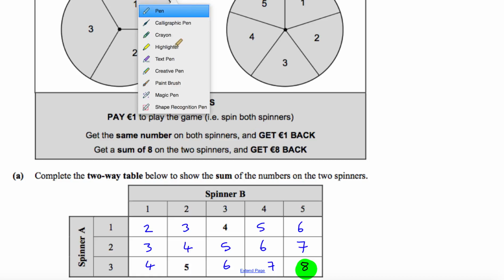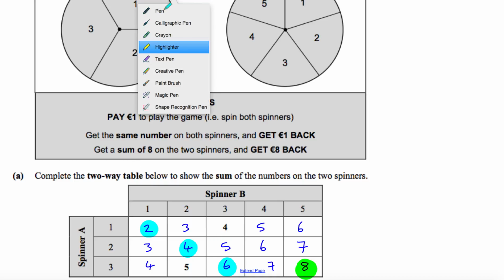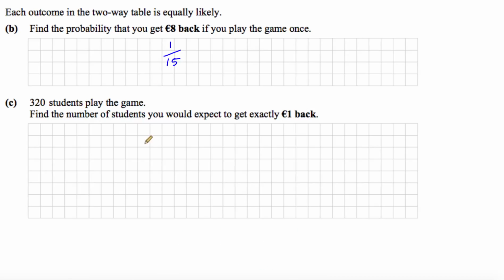So I'm going to highlight this in a different color. So the same number on both spinners, that's a 1 and a 1 to give a 2, and a 2 and a 2 to give a 4, or a 3 and a 3 to give a 6. So you have 3 chances out of 15 of getting your money back, getting €1 back. So 3 out of 15 is the answer. That's the probability of getting your money back.